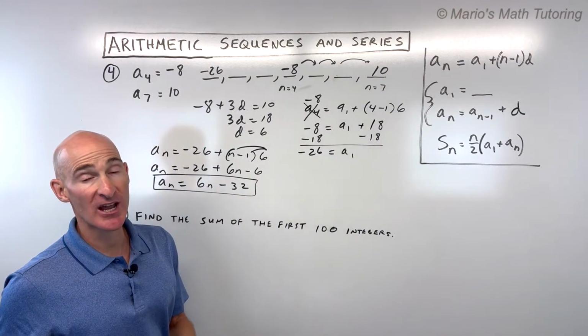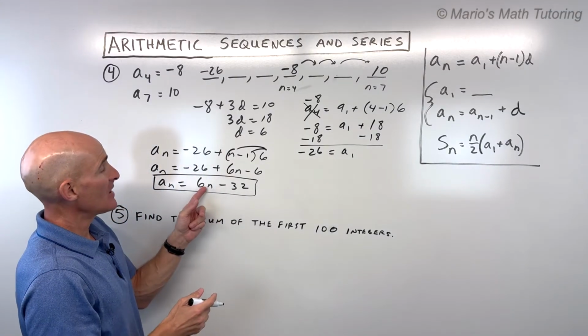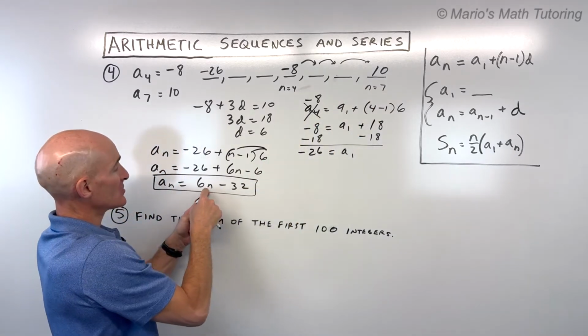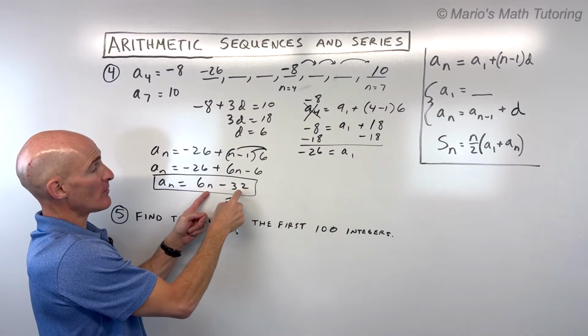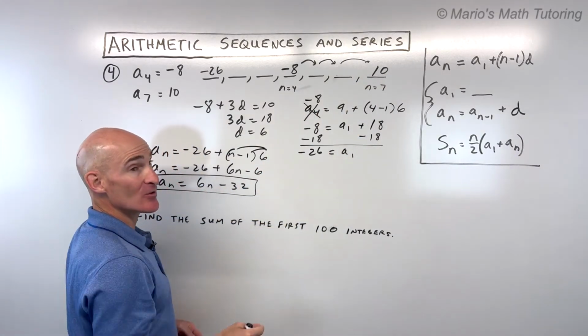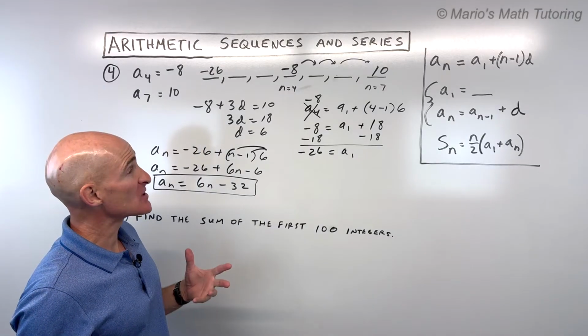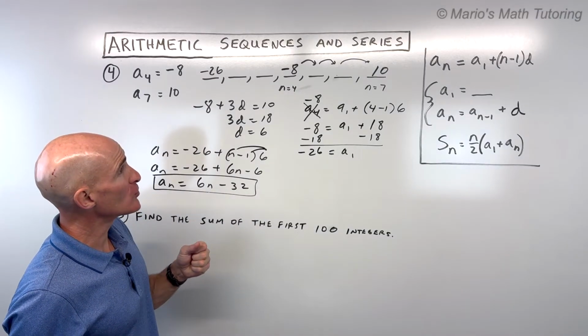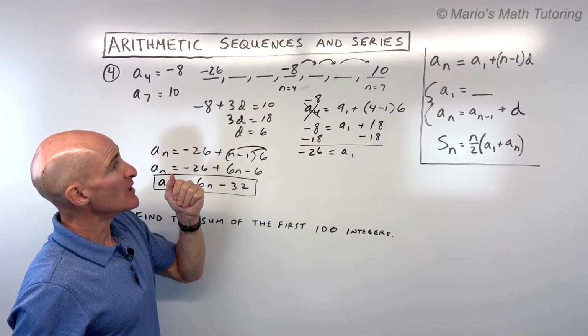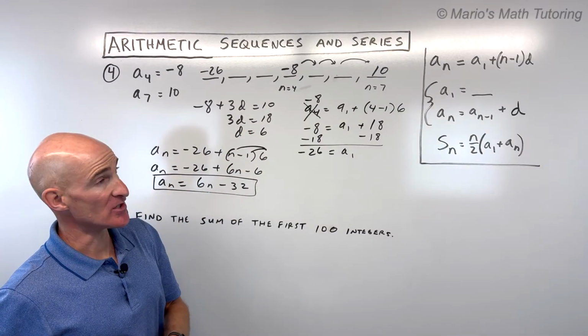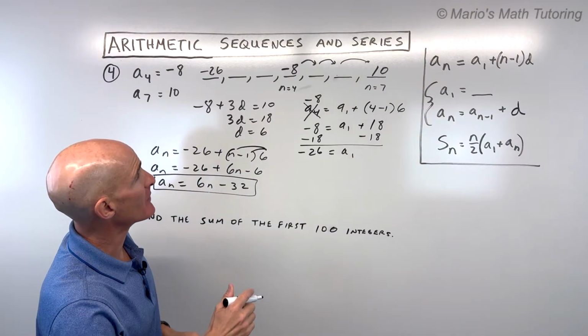Now, sometimes I like to check it just to make sure I didn't make a mistake. Say, for example, the seventh term, so 6 times 7 is 42 minus 32. Yes, that does equal 10. See, it matches. So that's just one way to do it. Another way to do this problem, if you want, is you could write a system of equations. So I'll show you the setup for that.